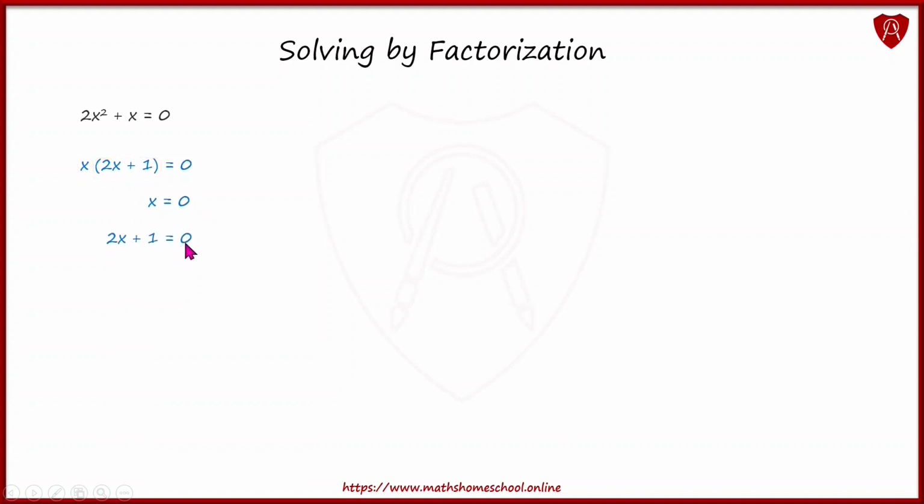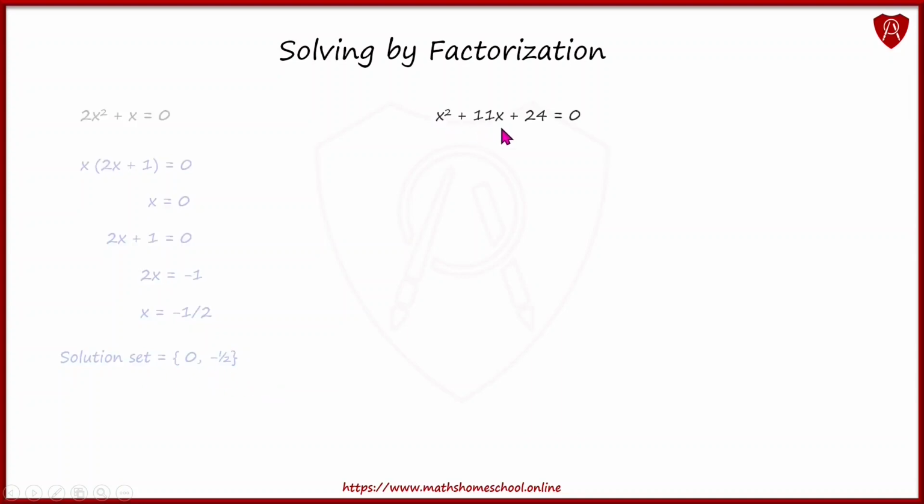2x plus 1 is equal to 0. Subtract 1 from both sides. 2x is equal to negative 1. Divide by 2, and x is equal to negative 1/2. Our complete solution therefore is 0 and negative 1/2.